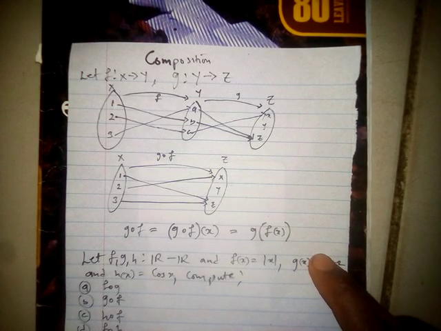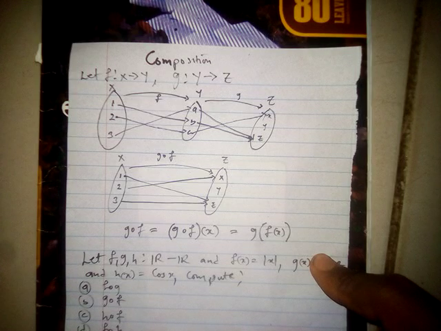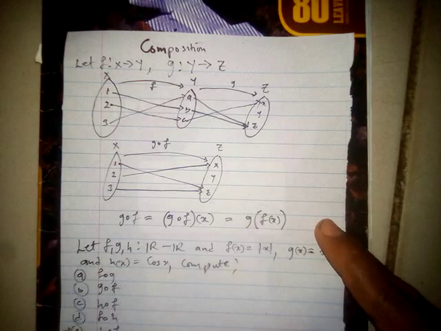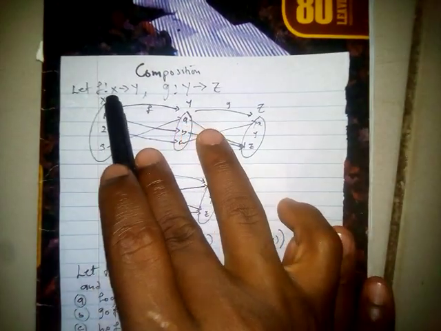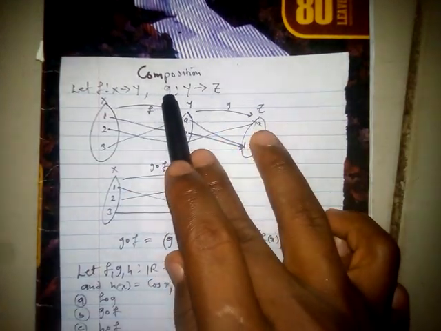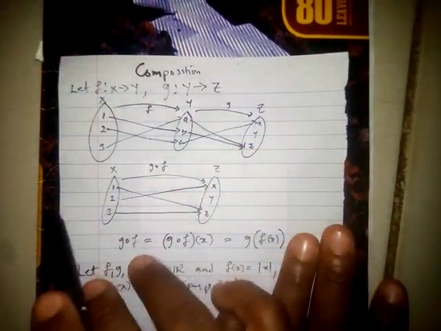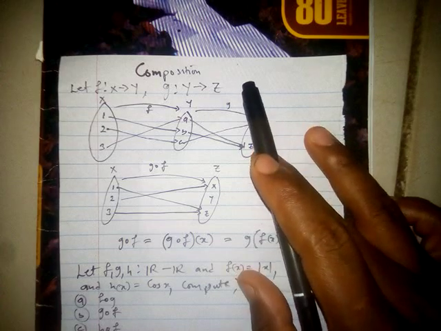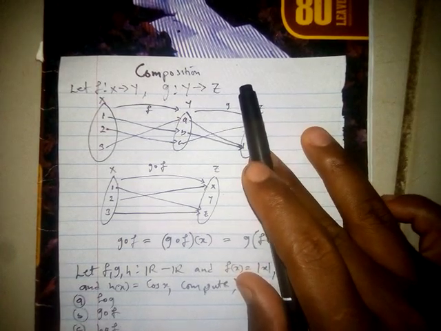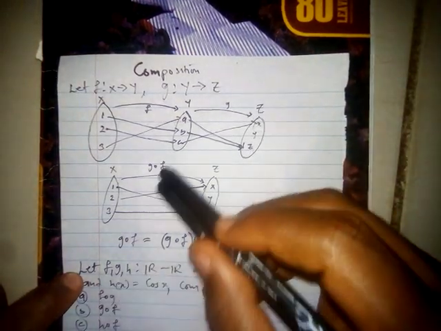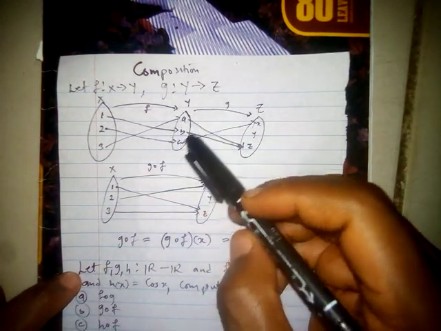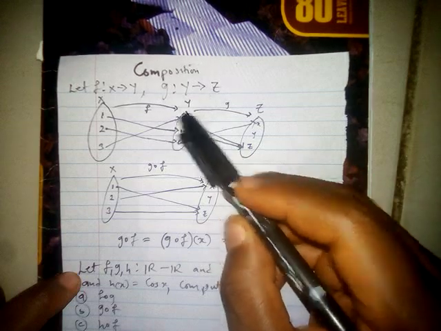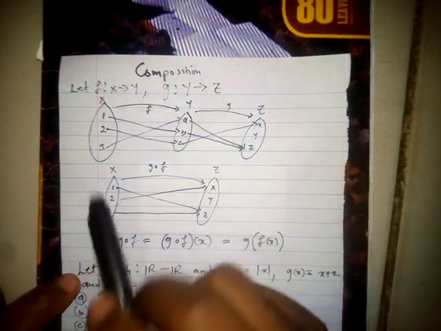In this video we'll be discussing the composition of a function. Now this is one of the very interesting parts of a function. Composition of a function: let f map x to y and also let g map y to Z. Now we want to create a new function, and by creating a new function we simply take the range of the function, let's say this is the range of a function, and use it as the domain to create another function.